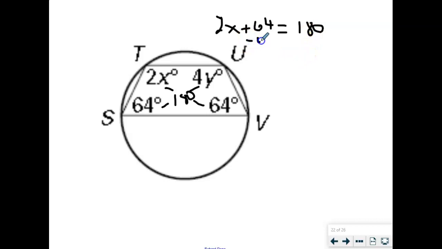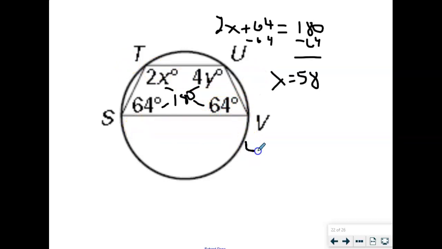Subtract 64 from both sides. And then divide it by 2. X should give you 58. Now you could always check your answer by plugging in 58, multiply it by 2, and then subtract it from 180 to see if you get 64.